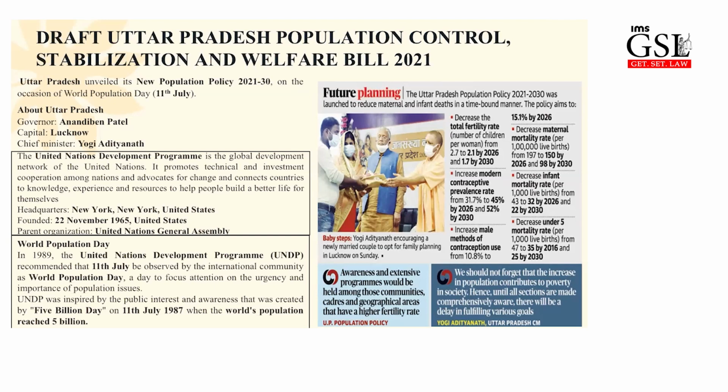Increase the modern contraceptive prevalence rate from 31.7% to 45% by 2026 and 52% by 2030. Increase male methods of contraception use from 10.8% to 15.1% by 2026. Maternal mortality rate per 1 lakh live births from 197 to 150 by 2026 and 98 by 2030. Decreasing the infant mortality rate from 43 to 32 by 2026 and 22 by 2030. Decreasing under 5 mortality rate from 47 to 35 by 2026 and 25 by 2030.